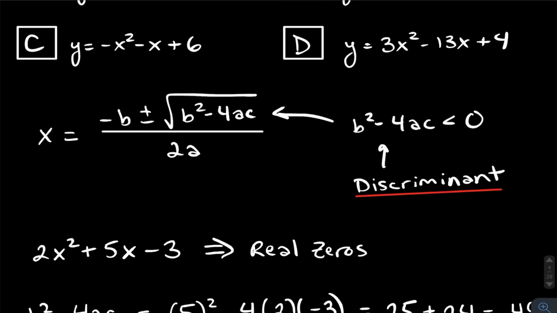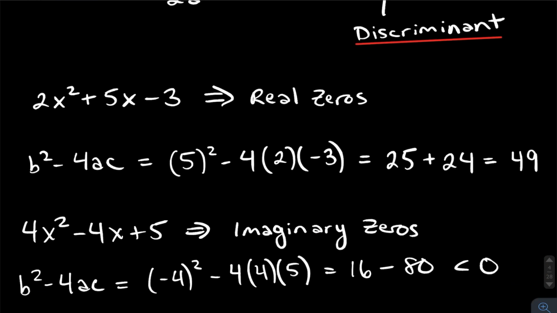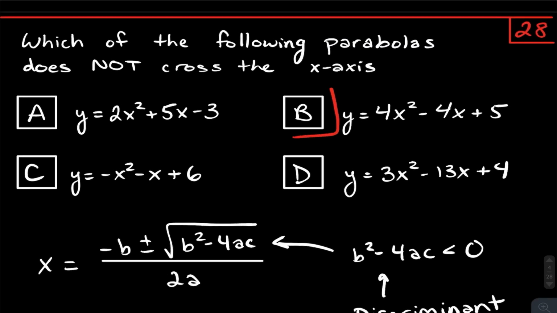Okay, and again, think about that. In the quadratic formula, this piece would end up being negative, and so you have a negative under the radical. And so when you do the quadratic formula, you end up getting i's. All right, and so b is going to be our answer here. B is not going to cross the x-axis because it has imaginary zeros.